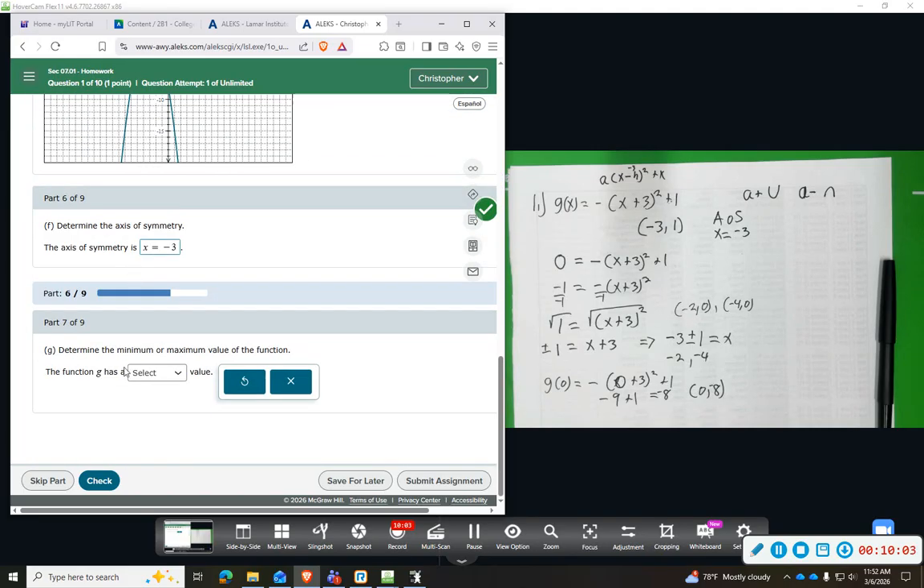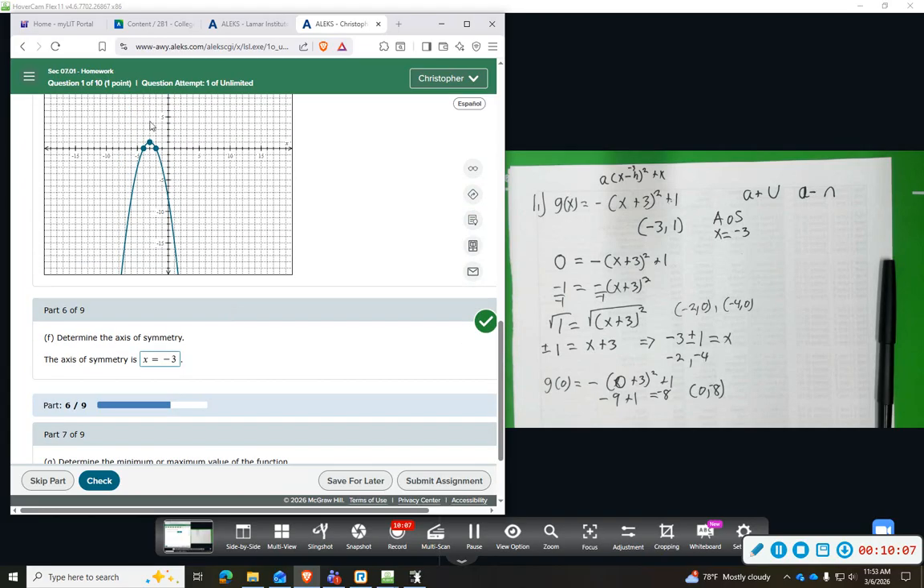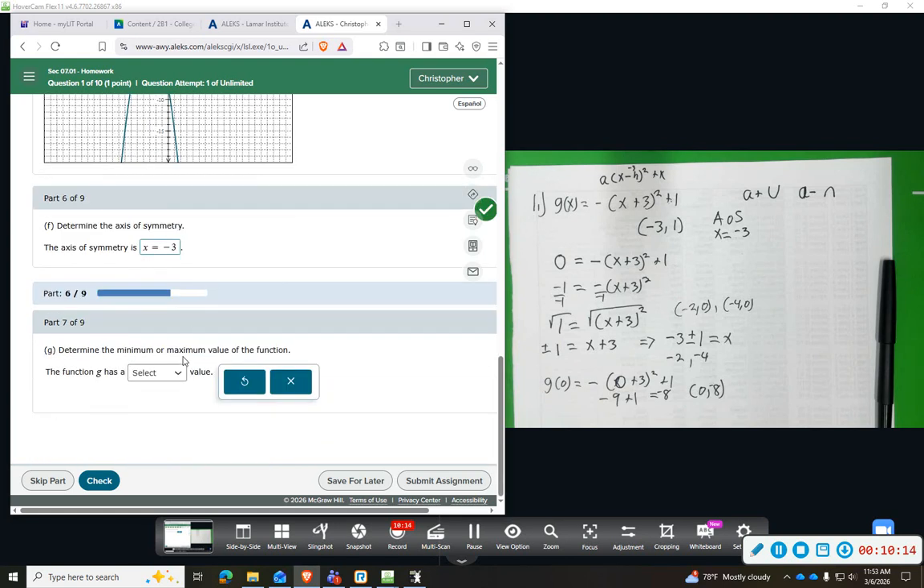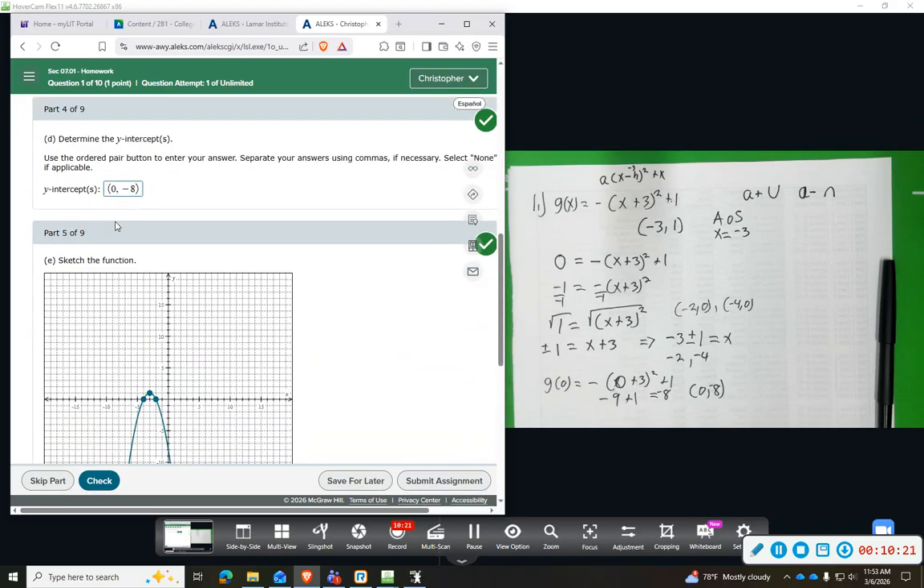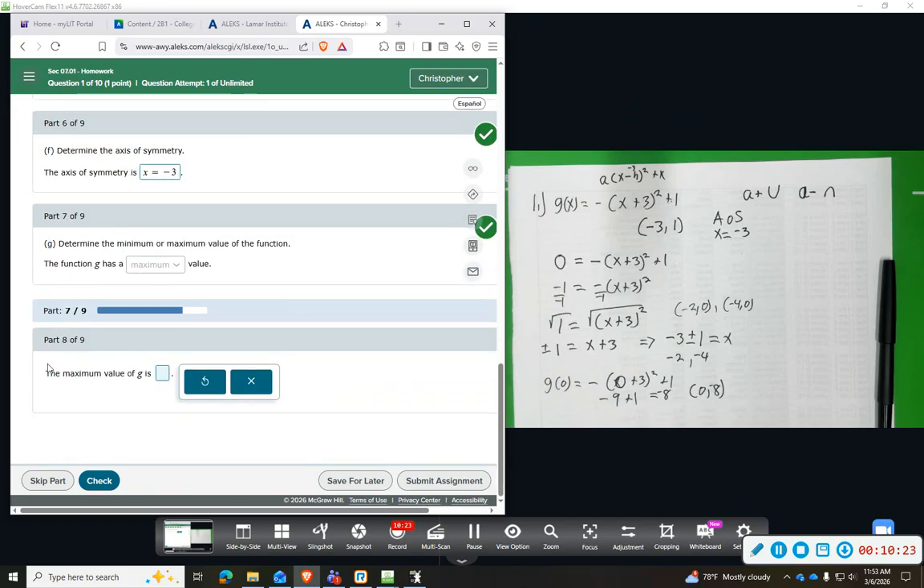And next we want to determine if we have a minimum or maximum. If you look at this graph, it opens down. Anytime it opens down, you have a maximum, a high point, and all the other points are lower than that. So we will have a maximum. The value of that maximum is the same as the y coordinate of the vertex. So we have a maximum of 1. So the maximum value of g is 1 in this case.